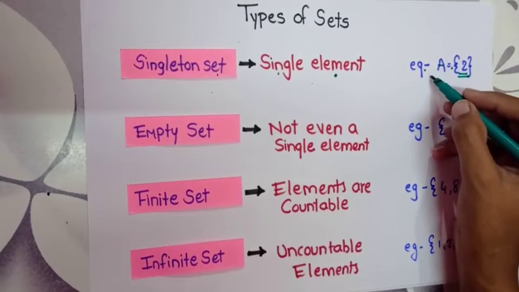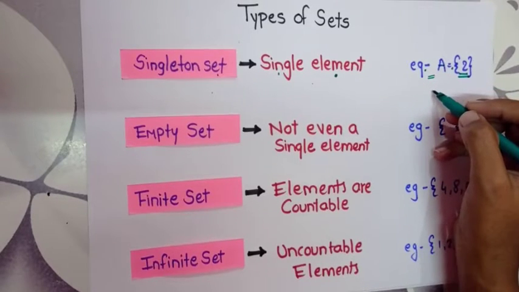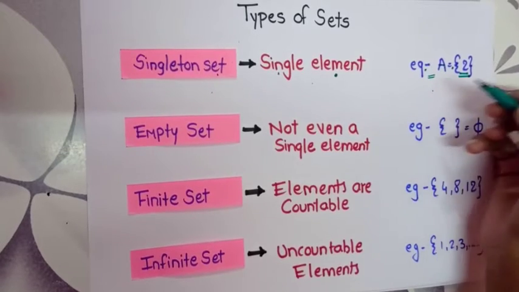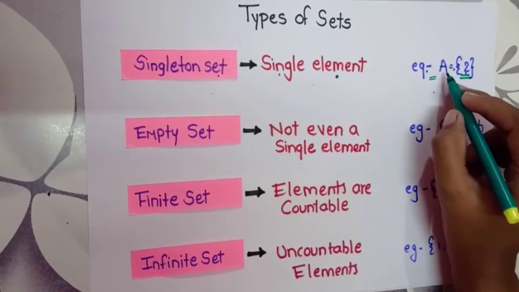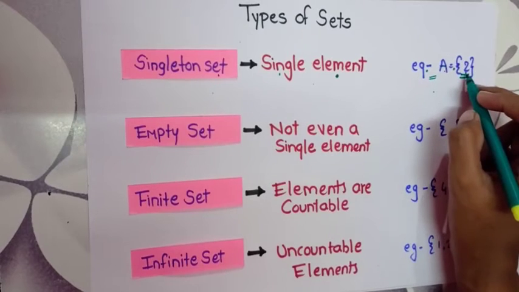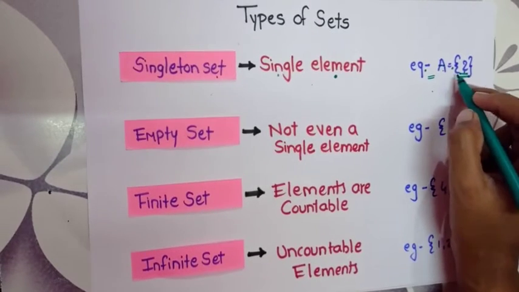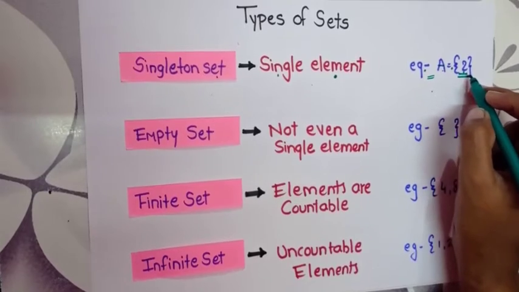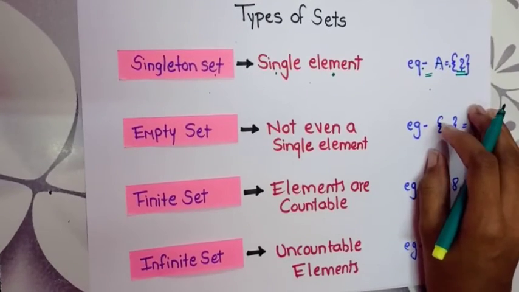Now the example we can also write in set builder form, or in the form of a rule method. Here we can write A is a set of prime numbers which are even. The answer will be only 2, and this is said to be the singleton set. Next, we can see the empty set.